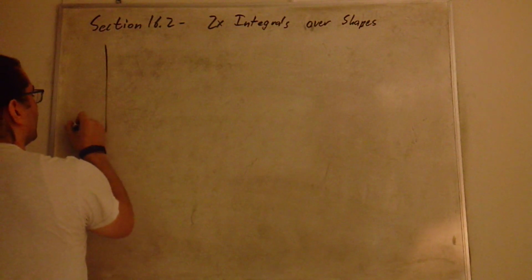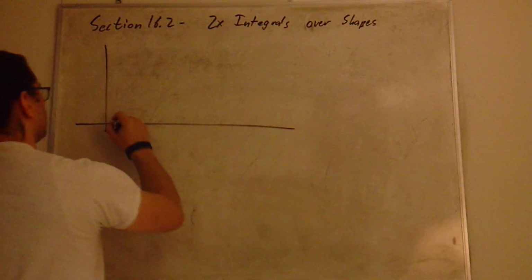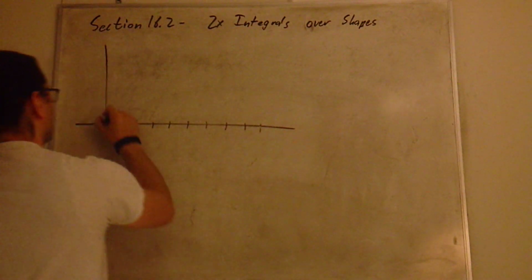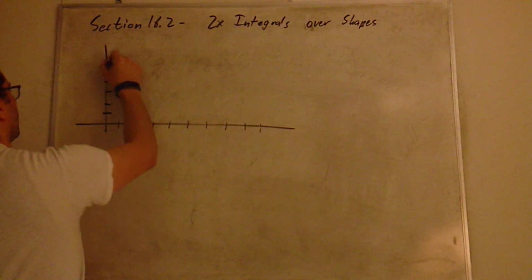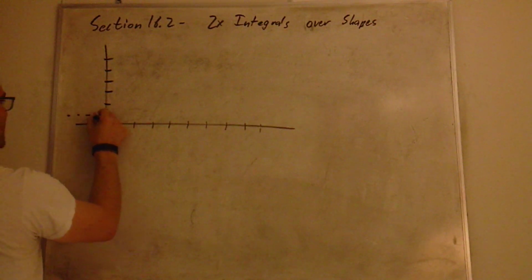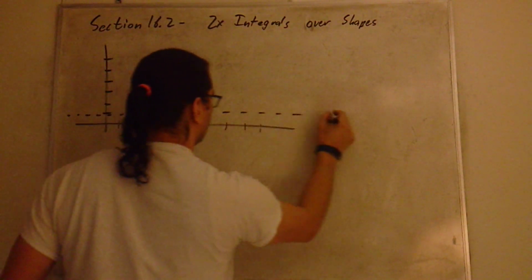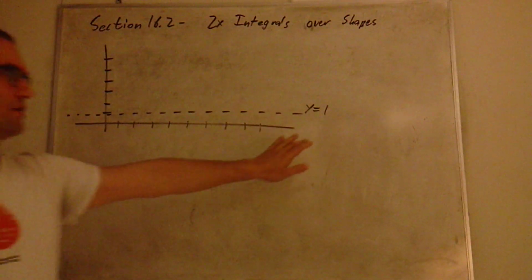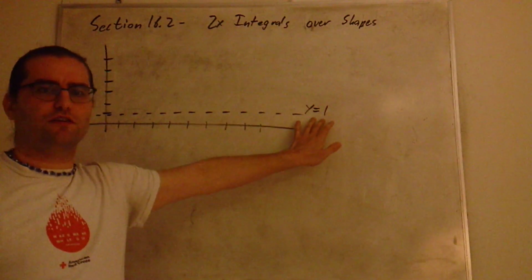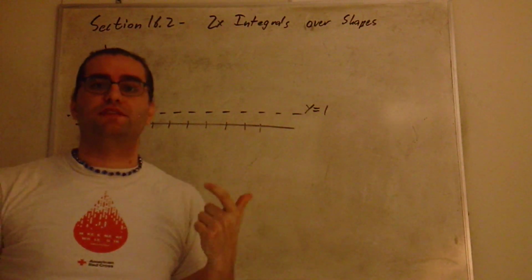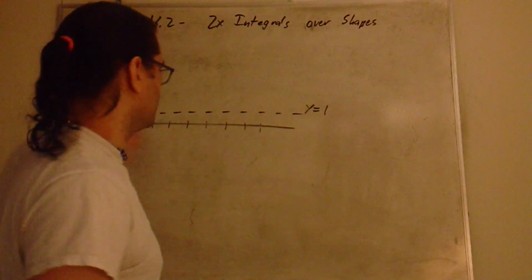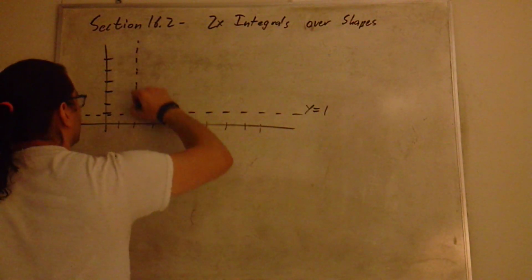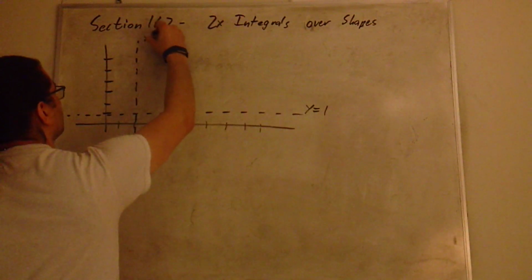To start off with, I want to talk about this region. I want to define a region here with the function y equals 1. I'm not going to call this a constant anymore. It is a constant function, but for now, the salient part is that this is a function. This is the y equals 1 function. And here we'll find the x equals 2 function.